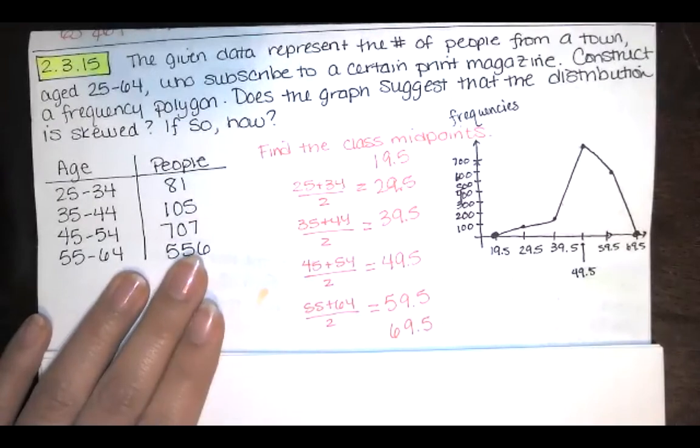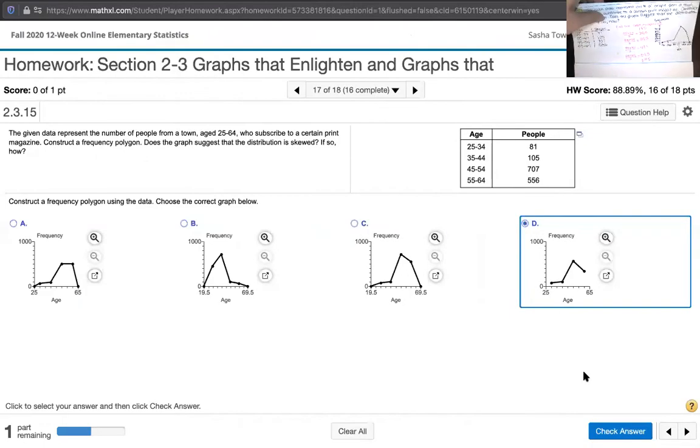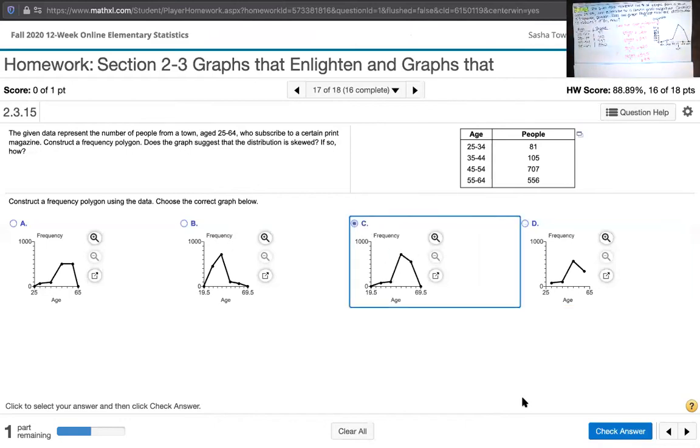So now let's go back to our homework assignment. We're over here, and I'm looking for something that looks like this. It looks pretty good. C must be it. C has that same shape as the one I drew on this piece of paper. So it must be C.